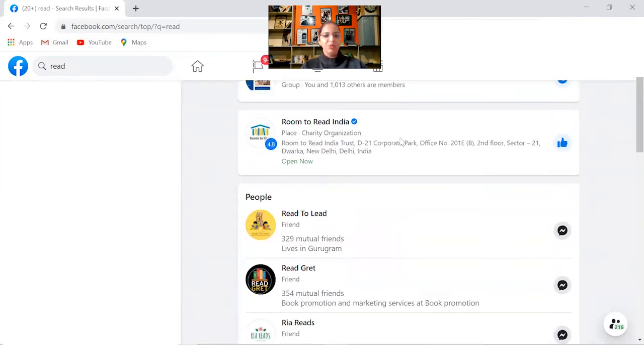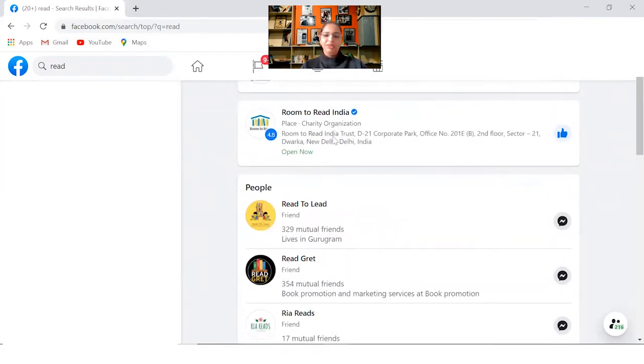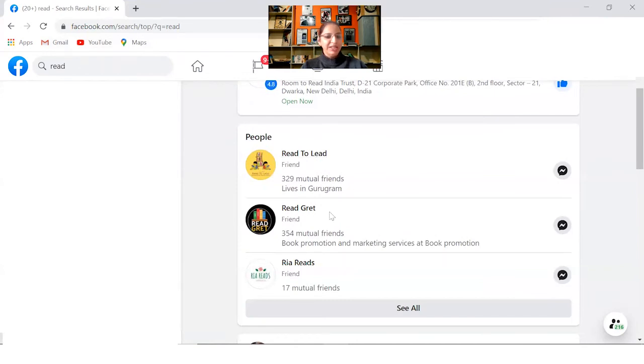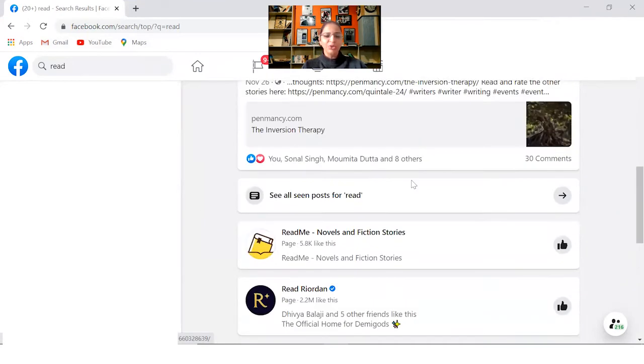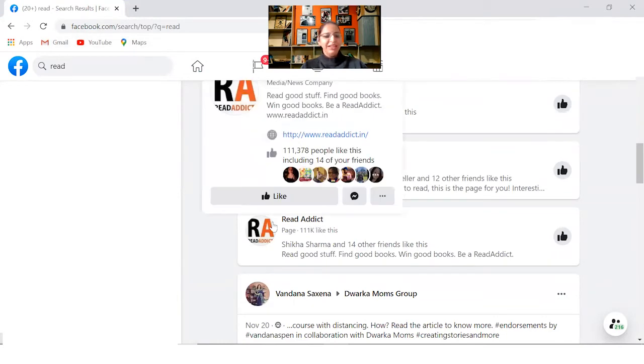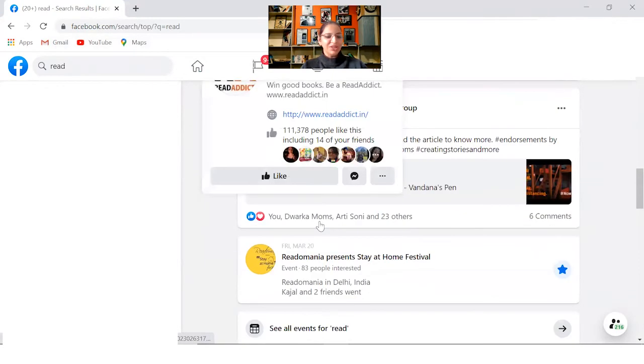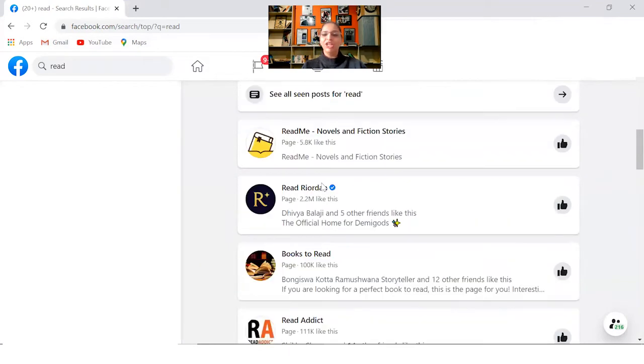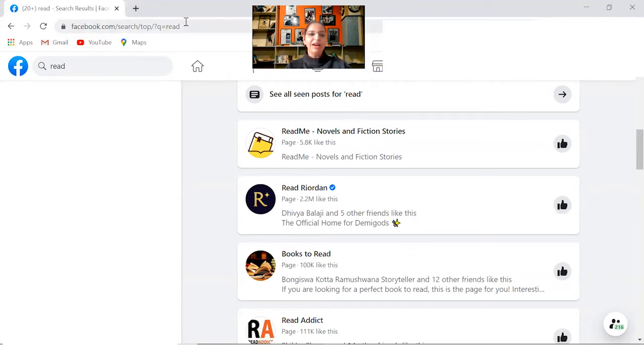See, Write, Read, Support, Room to Read India, Read to Lead, many groups. You just have to do a simple Google search. Read Addict is one of the best groups and social media pages, then Readomania, Asian Literary Society, Poetry Planet, and you can follow a lot of publishers. They also keep posting a lot of content. The Hive. There are a lot of groups on social media meant for readers only, so you can read a lot of content there.